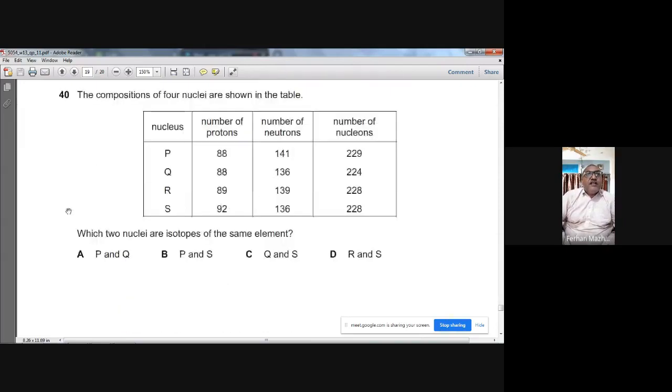Okay, the last one. The composition of four nuclei is shown in the table: number of protons, number of neutrons, number of nucleons. Which two nuclei are isotopes? For two nuclei to be isotopes of each other, their proton number should be the same, and their neutron numbers will be different, so their nucleon numbers will also be different. Which of them have the same proton number? So P and Q, the option is A.